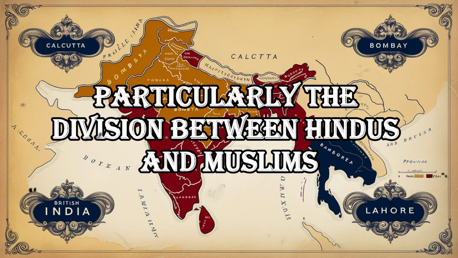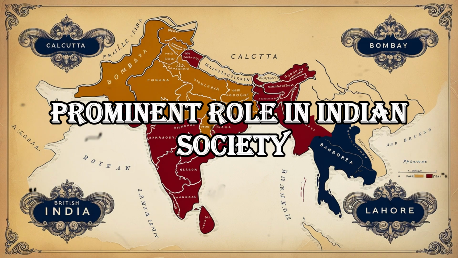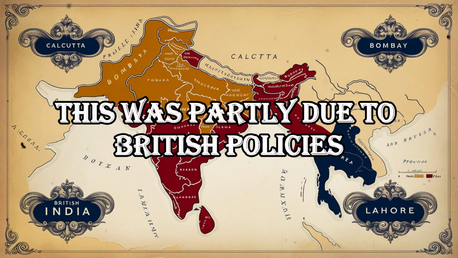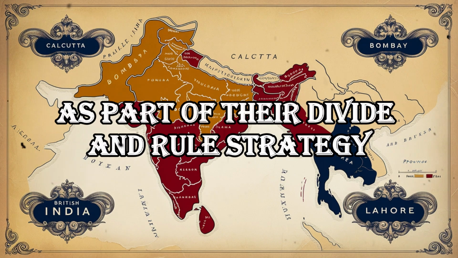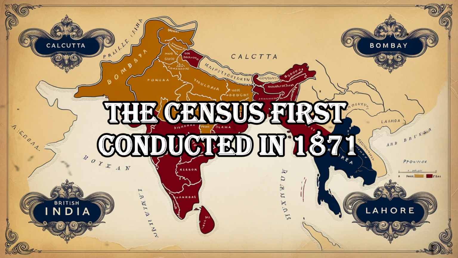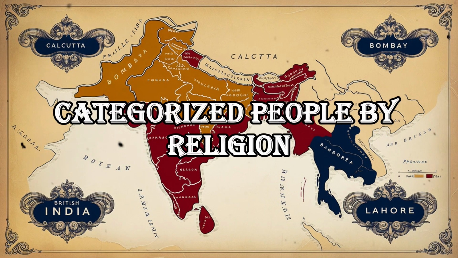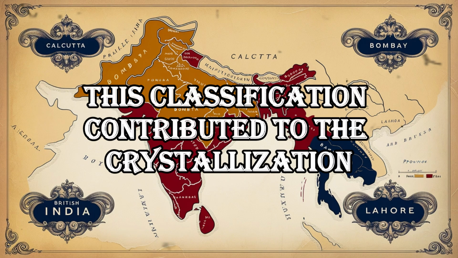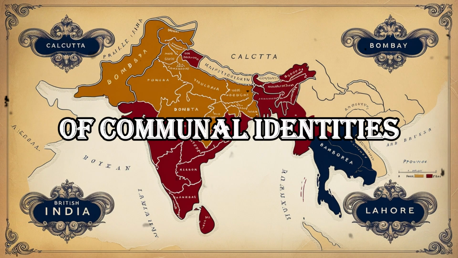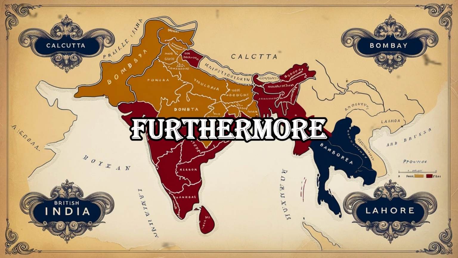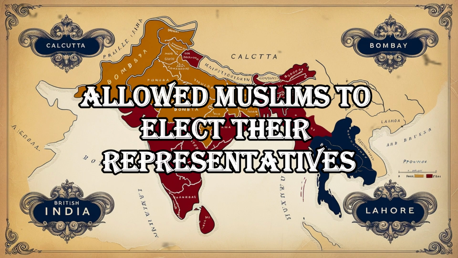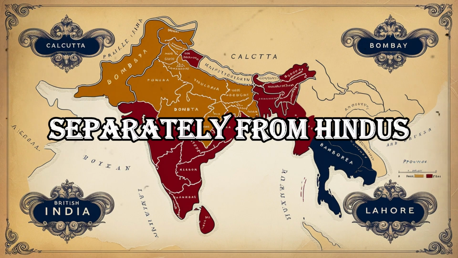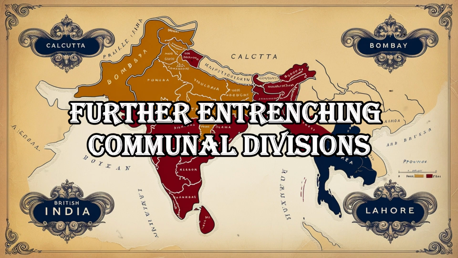Religious identity, particularly the division between Hindus and Muslims, began to play an increasingly prominent role in Indian society during British rule. This was partly due to British policies that emphasized religious differences as part of their divide and rule strategy. The census, first conducted in 1871, categorized people by religion, and over time, this classification contributed to the crystallization of communal identities. Furthermore, the British practice of separate electorates, introduced in 1909, allowed Muslims to elect their representatives separately from Hindus, further entrenching communal divisions.